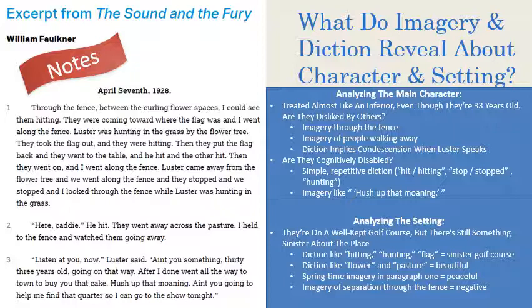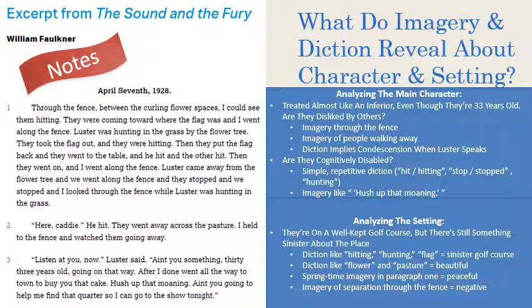We've got all this springtime imagery in paragraph 1 especially as well. The curling flower spaces. Let's see, there was the flower tree, right? All these visual cues. Just the greenness of the grass that we're seeing, right? All of those are visual cues. And yet we come back to this imagery of the separation through the fence and the negativity and the violence of the place. And so we're learning a lot about the place as well.